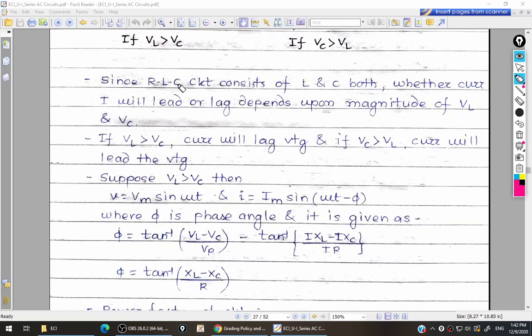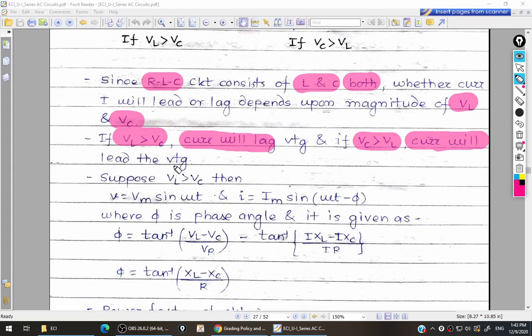So friends, we will quickly summarize what we have seen in phase difference. Our RLC circuit consists of inductance and capacitance both. Whether your current is leading or voltage is leading will be decided by the magnitude of VL and VC. If VL is greater than VC, the circuit is inductive, so current will lag. If VC is greater than VL, current will lead because your circuit is capacitive. Now we are taking the first case. Suppose VL is greater than VC. Then the circuit will be inductive.